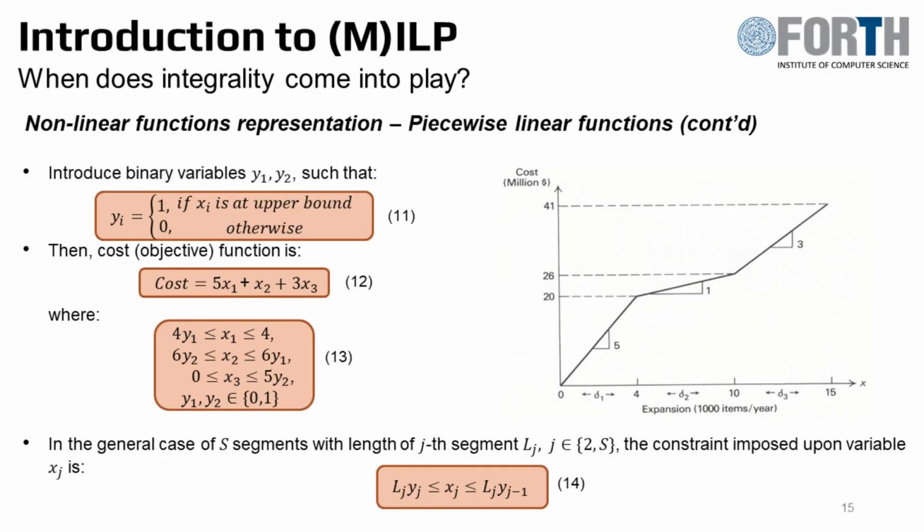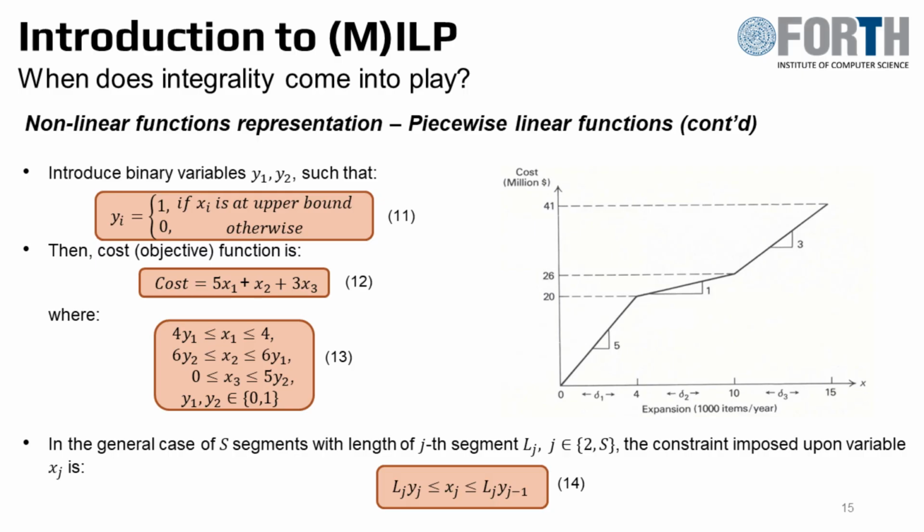We now continue the piecewise linear formulation by introducing binary variables. Define 2 binary variables, y1, y2, that indicate whether a segment has reached its upper bound. As stated in equation 11, each yi equals 1 if the corresponding xi is at its upper bound and 0 otherwise. These binary variables allow us to enforce the sequential structure of the piecewise linear expansion. The cost function is then defined as shown in equation 12. The coefficients in that expression correspond directly to the slopes of the 3 linear segments in the cost curve.